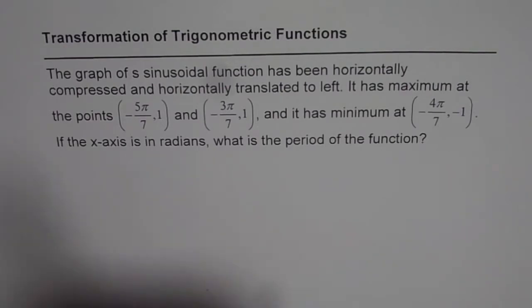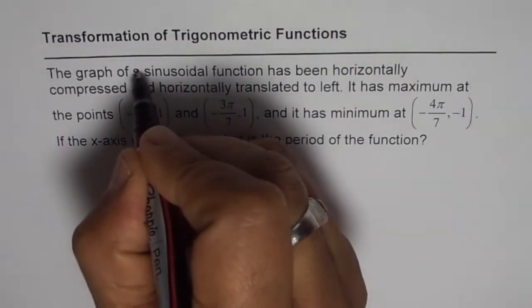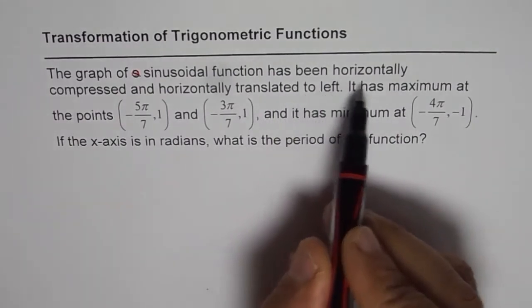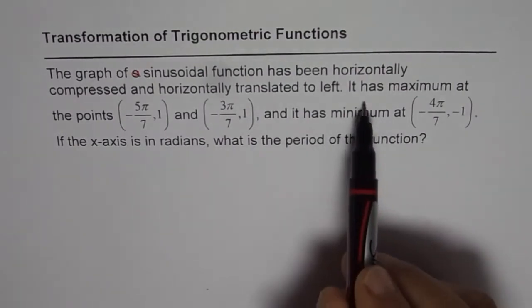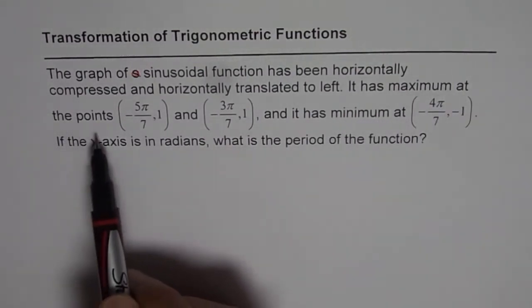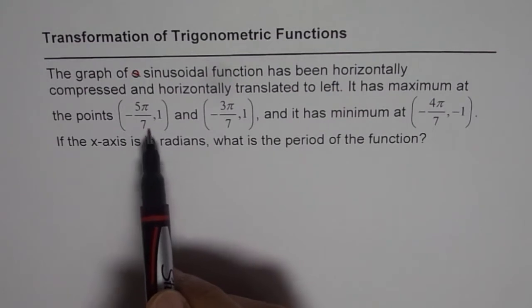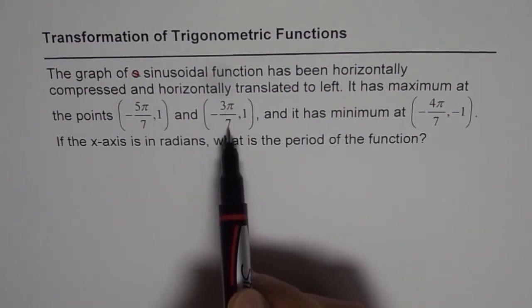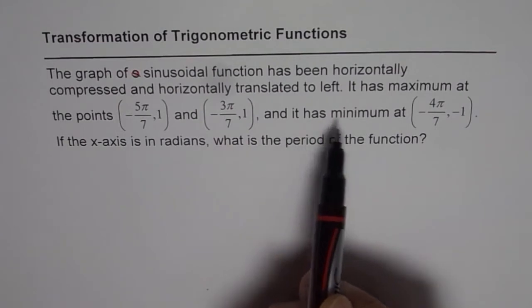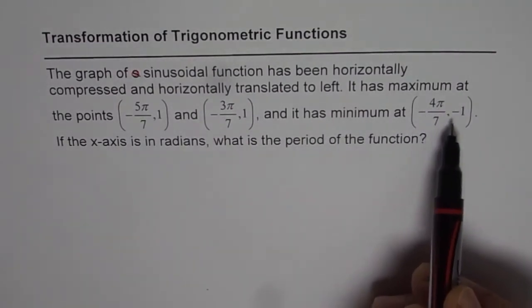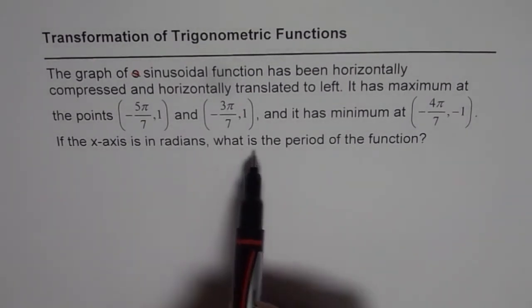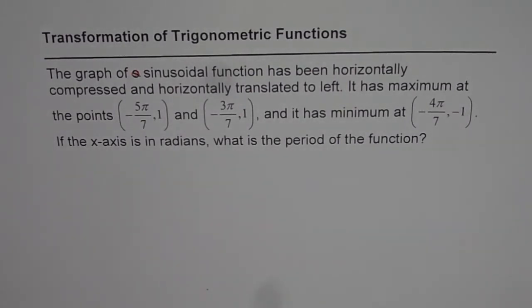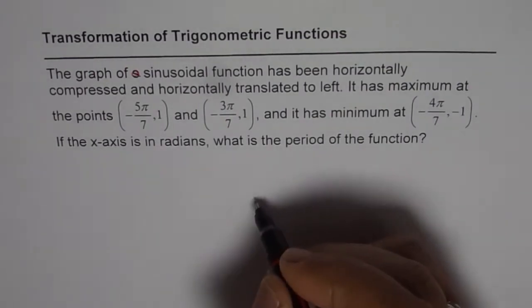Now, the question here is: the graph of a sinusoidal function has been horizontally compressed and horizontally translated to the left. It has maximum at the points minus 5 pi by 7, 1 and minus 3 pi by 7, 1, and it has minimum at minus 4 pi by 7, minus 1. If the x-axis is in radians, what is the period of the function? That is your question.